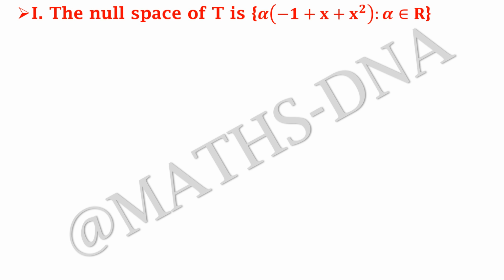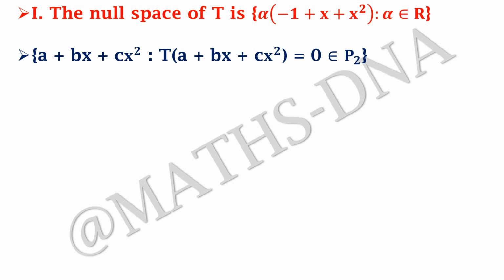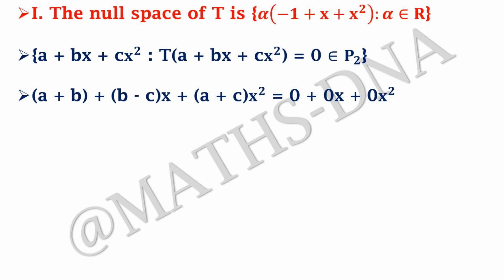The first statement says that the null space of T is alpha into (minus 1 plus X square) for alpha belongs to R. We all know what a null space is. Null space is just the set mapped to 0 by the linear transformation. So here the transformation is T of A plus Bx plus Cx square, and we map it to 0. This gives us A plus B plus (B minus C) into X plus (A plus C) into X square equals 0 plus 0x plus 0x square. For convenience, I have written 3 times 0 so that you can compare each term on the left hand side to the right hand side with the coefficients.